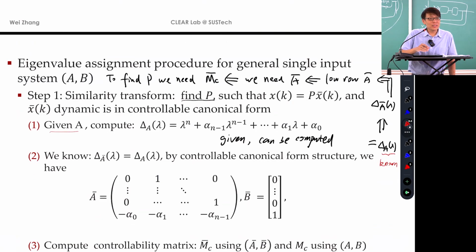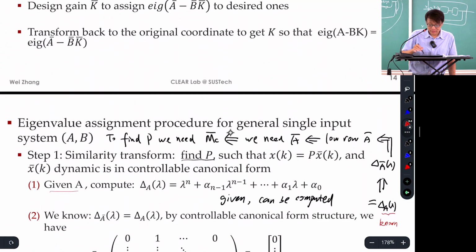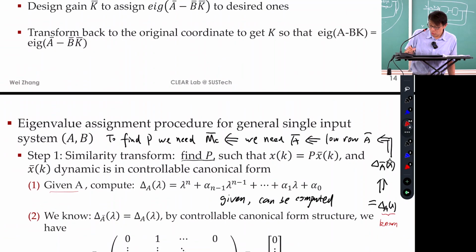You gave me A, B. It's not in controllable canonical form. I need to find P to make a controllable canonical form. The formula is here. The reasoning flow is this. Okay, this flow chart.